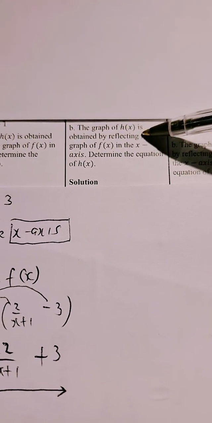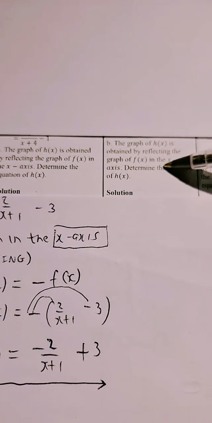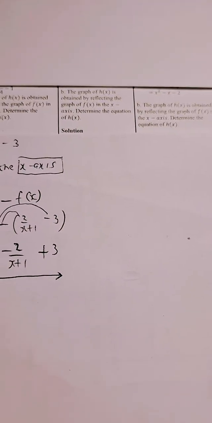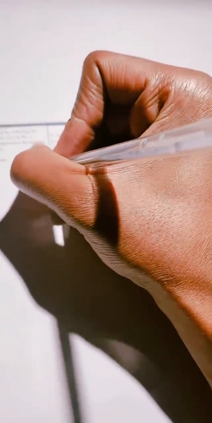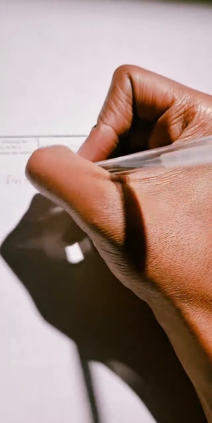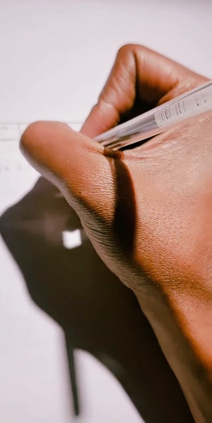The graph of h of x is obtained by reflecting the graph of f of x in the x-axis. Determine the equation of h of x. So now we are moving from the hyperbola to the exponential function. What was the exponential function? We knew that the exponential function f of x is 2 times 3 to the power x minus 2 plus 4.